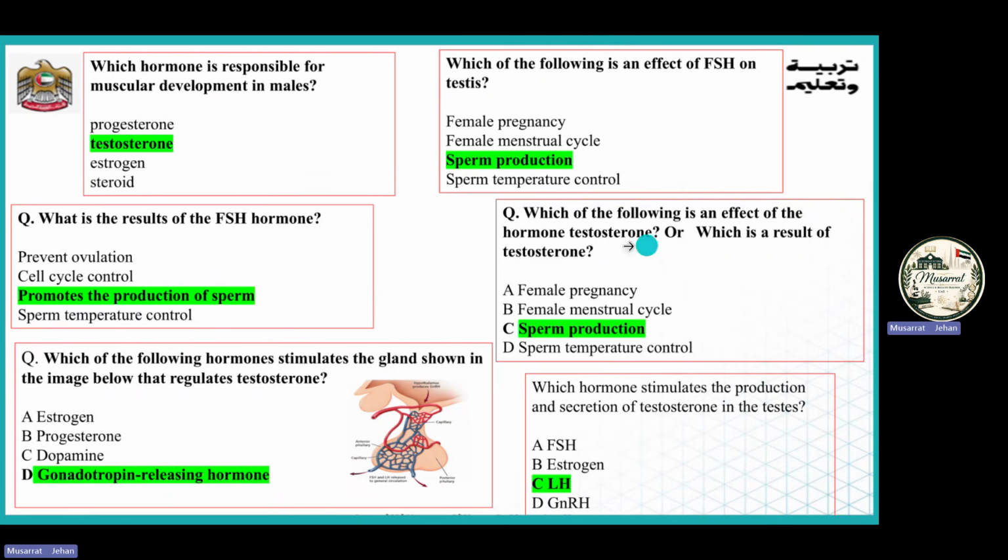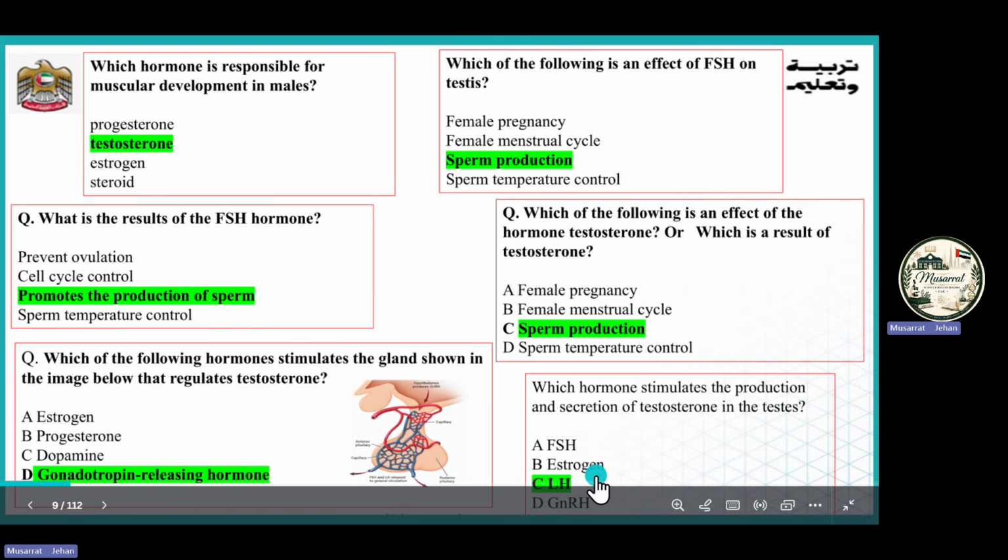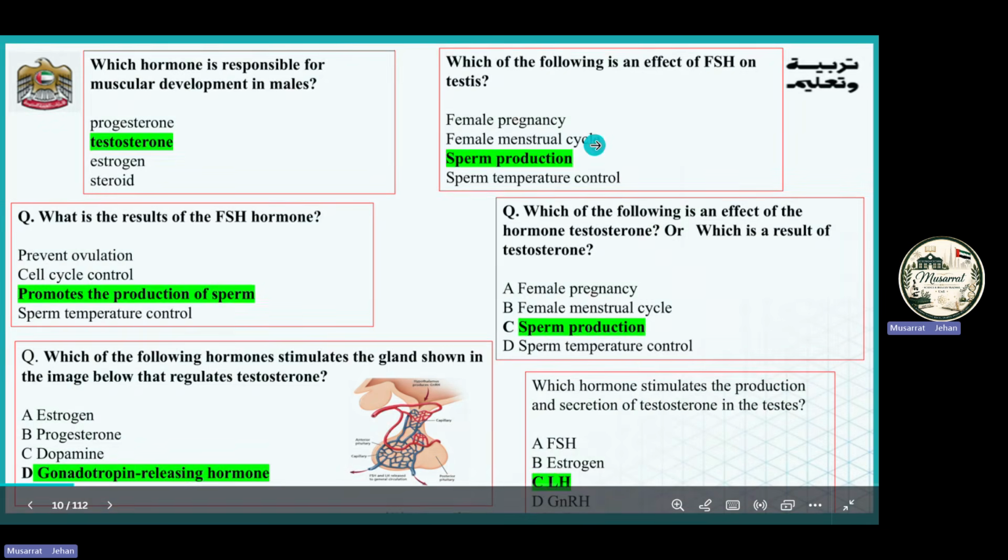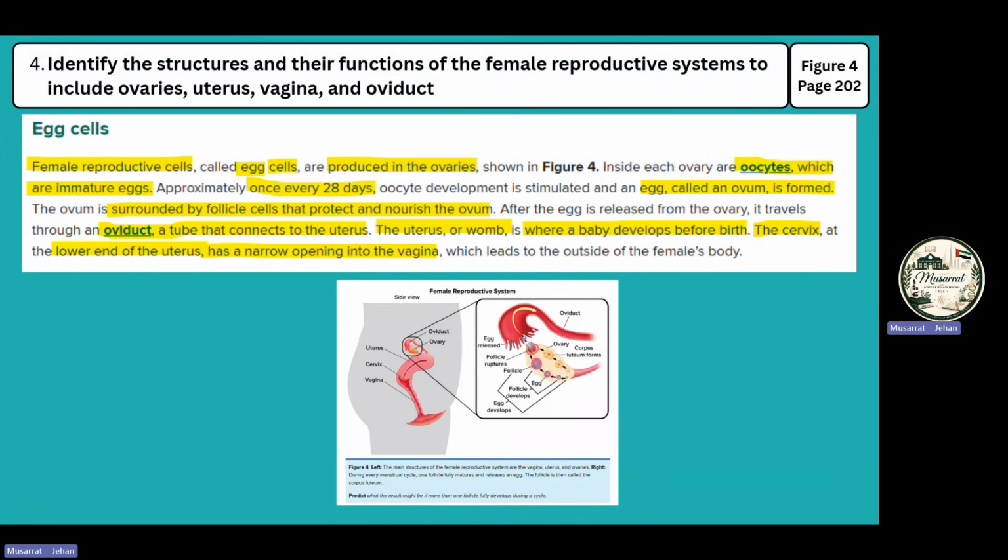Which of the following is an effect of hormone testosterone? Sperm production. Which hormone stimulates the production of secretion of testosterone? Is LH. So these are the questions related to that. So that's question 4. Now question 4 is asking you about the female reproductive system.